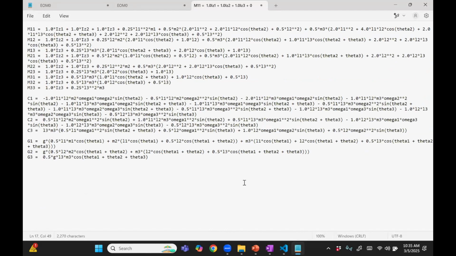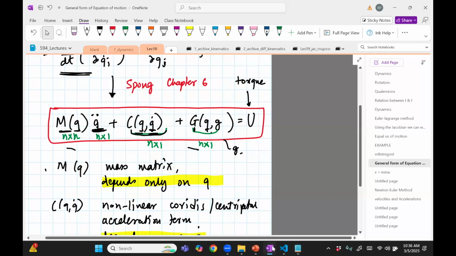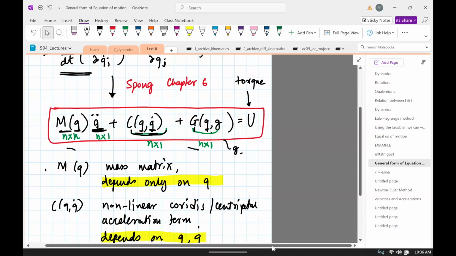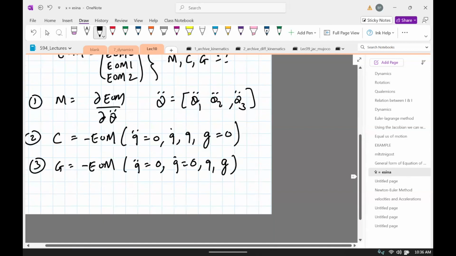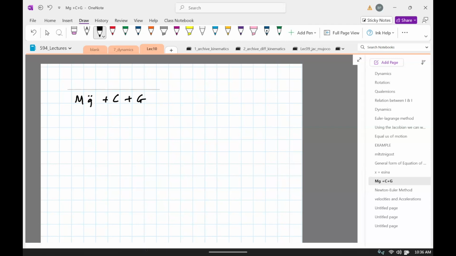So all those things. Now, the last step, and this is the first time we're doing this, is a forward simulation. What we have got from this entire exercise is this formula. Let's say that there was no control, so u is 0. We don't want to put any control. So we can solve for q double dot as minus M inverse times C plus G, right?